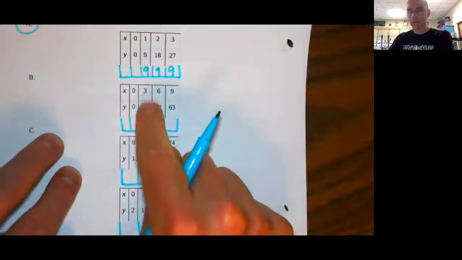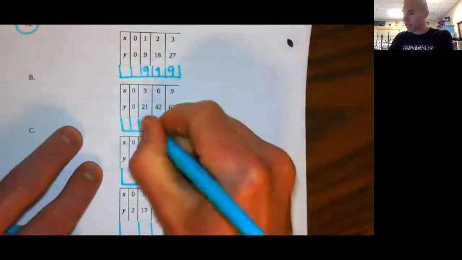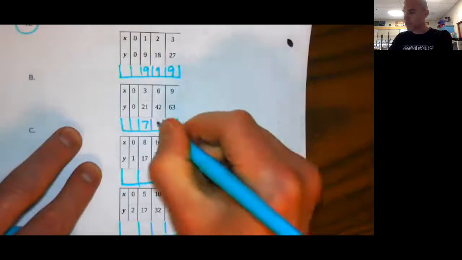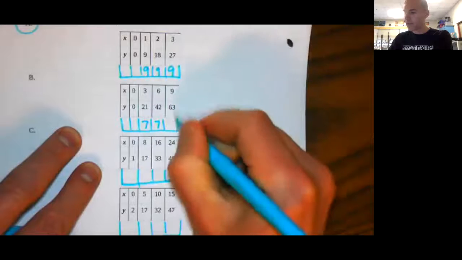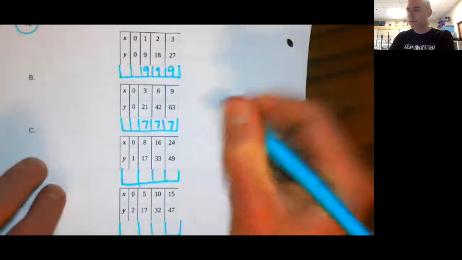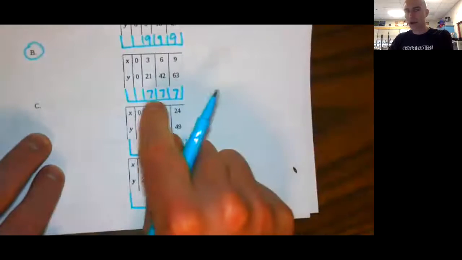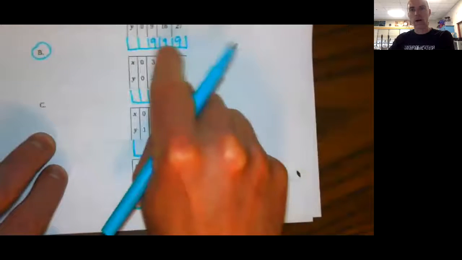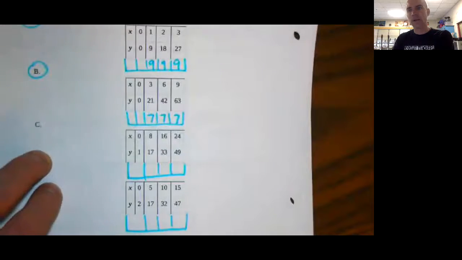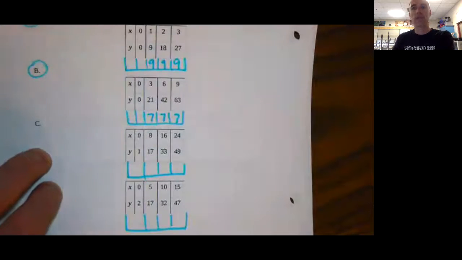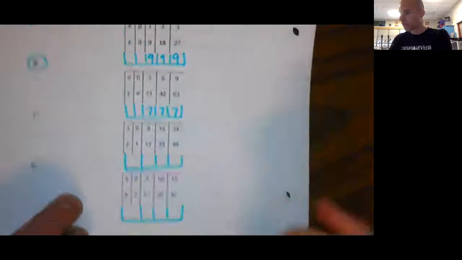Here we have 21 divided by 3, that's 7. 42 divided by 6 is 7. And 63 divided by 9 is 7. This one is also proportional. Remember, this is our constant of proportionality. When all these ratios that I'm calculating out turn out to be the same, or constant, then that's how we determine that it's a proportional relationship.